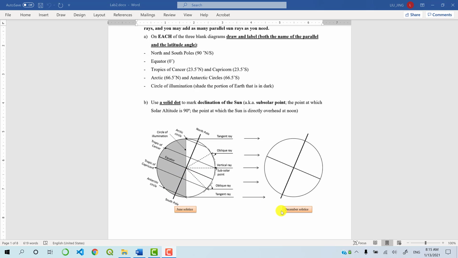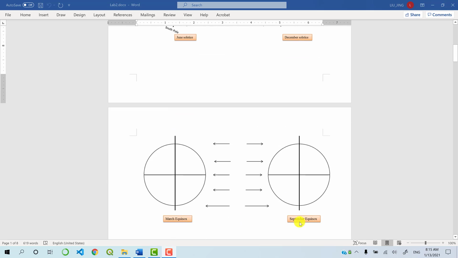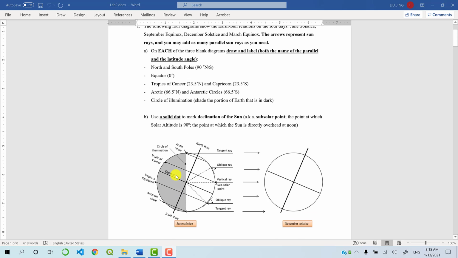So what would happen on December solstice? What would happen on March equinox and September equinox? Remember, the circle of illumination is always perpendicular to those sun rays, but passes the center of the Earth. So that gives you a hint.